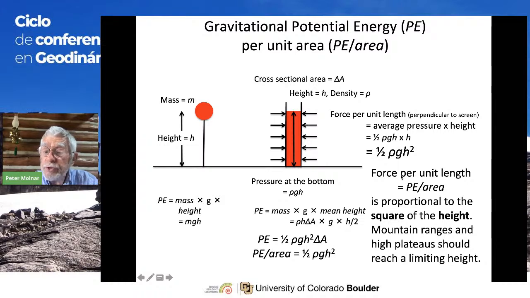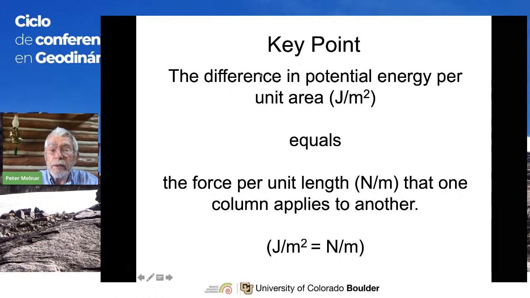So this is the important point. Force per unit length and potential energy per unit area are both proportional to the square of the height. And I'm going to beat on this very hard, but this means that for mountain ranges and high plateaus, they should reach a limiting height, because eventually they'll become so high you can't push them any higher. But just to back up, the key point, the difference in potential energy per unit area, which you measure in joules per meter squared, is the same as the force per unit length, which you measure in newtons per meter.